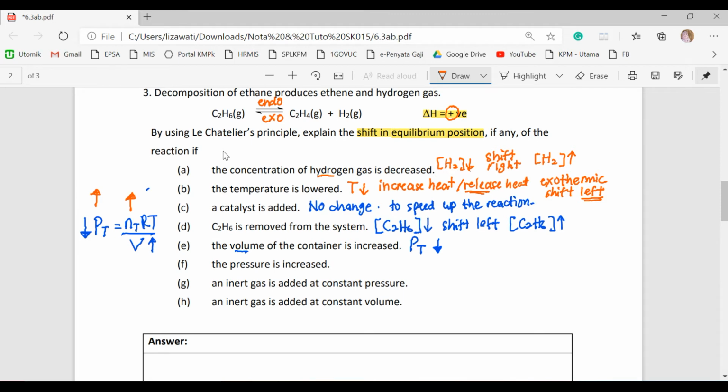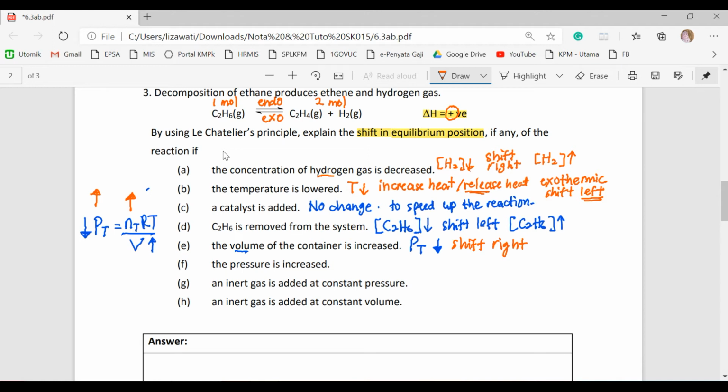It will increase the total pressure by shifting to the side that has the greater number of moles. So at the reactant side we have 1 mole, and at the product side we have 1 plus 1, 2 moles. So therefore for E, it will shift to the right. Shift to the right.